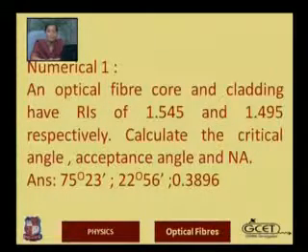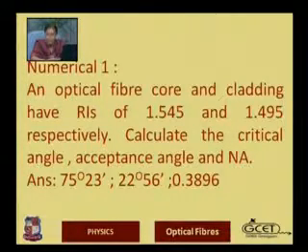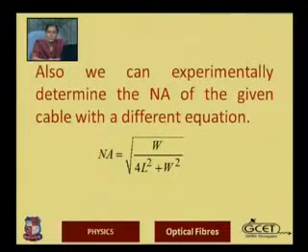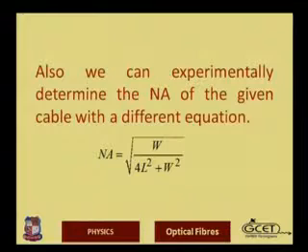So the answers are 75 degrees 23 minutes, 22 degrees 56 minutes, and the numerical aperture of that particular fiber optics cable is 0.3896. Now we can also experimentally determine the NA of the given cable with a different equation that depends upon the width and the distance from that particular cable to the screen. Now we will determine it experimentally.